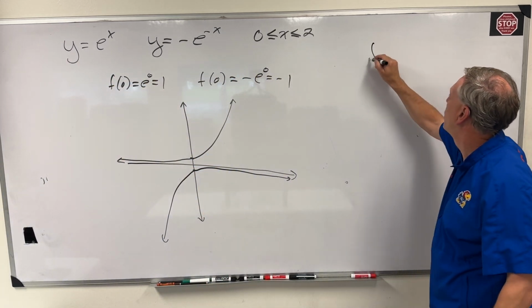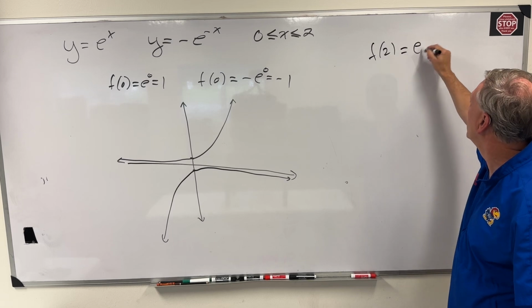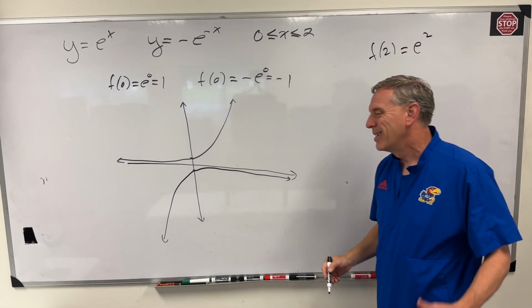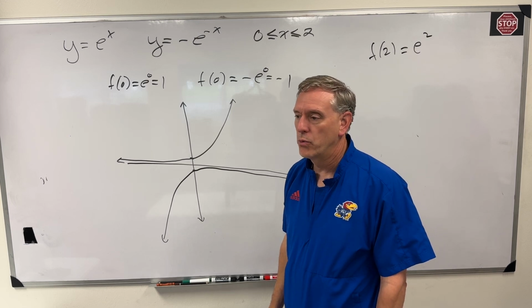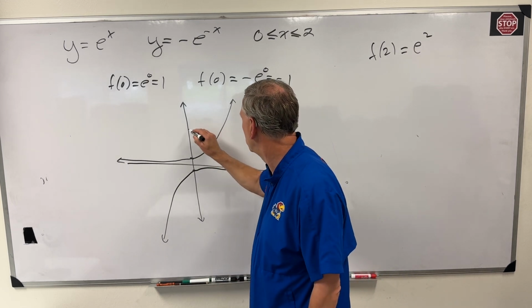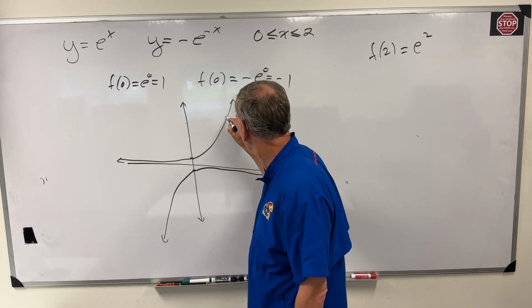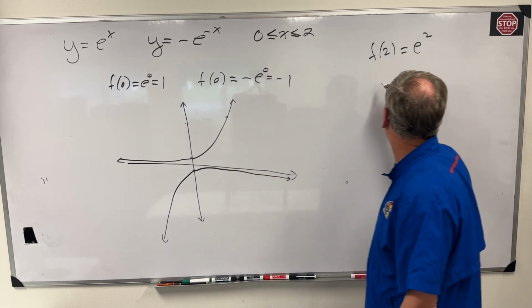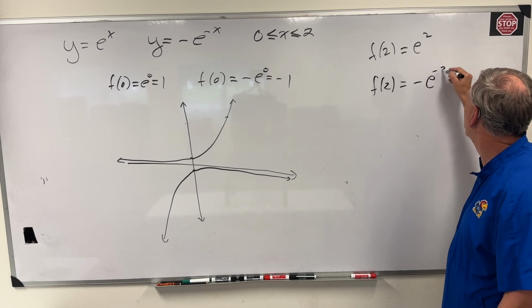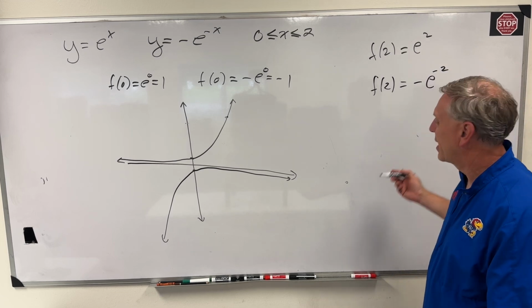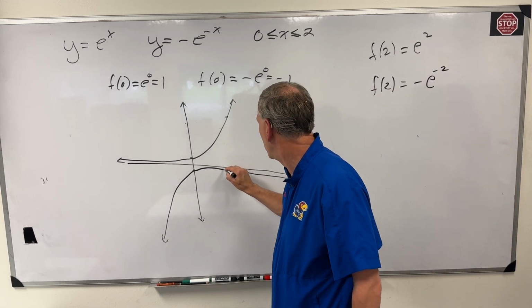Now, the other value that would be of interest to us is at 2. So if I check f of 2 for that first one, we get e to the 2. E to the 2, I don't know, 2.7 squared, so 3 squared is 9. So around 8, I would guess. So maybe something like that. And then f of 2 for minus e to the minus 2 will give us some pretty small number. So it's going to be in here.